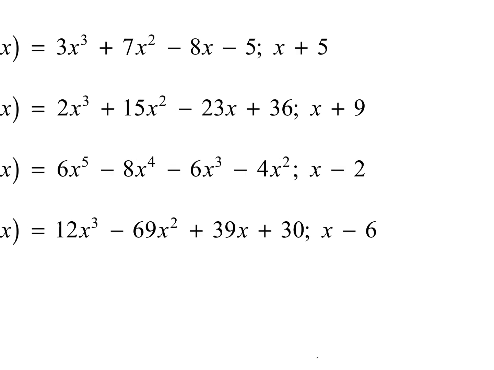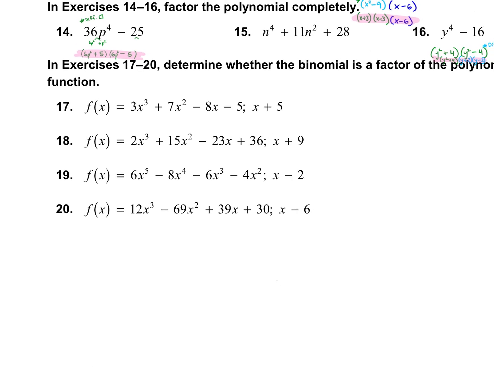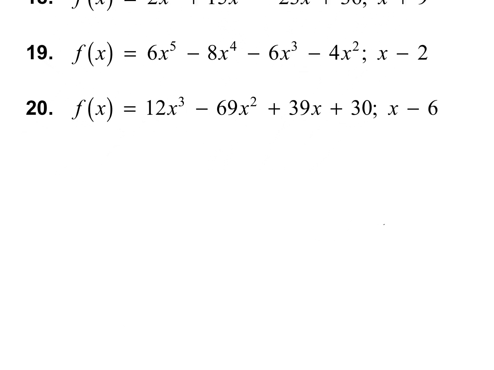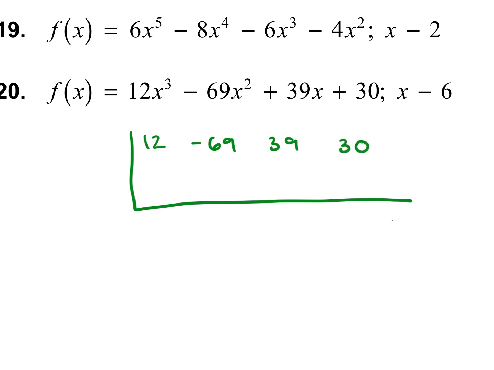So now let's look at 20. So 20, we're determining if the binomial is a factor of the polynomial. So we have to do synthetic division. So with synthetic division, what's going to go inside the box? -12, -69, 39, and 30. Always check to make sure you're not missing any terms. If you are, you need to put a 0 in that spot. So if this was x to the 4th power and we were missing an x cubed, make sure you put a 0 in that spot. So you need all the terms after the one that you start with.